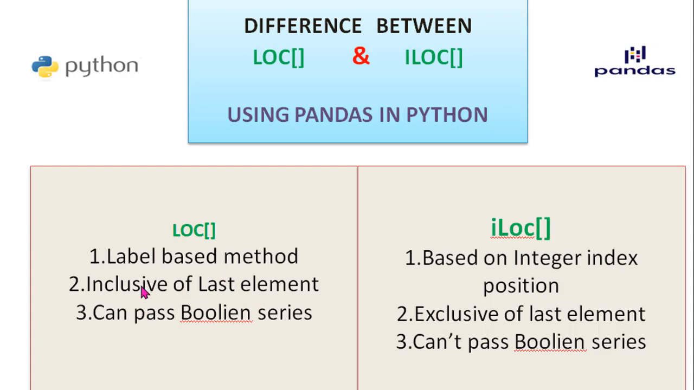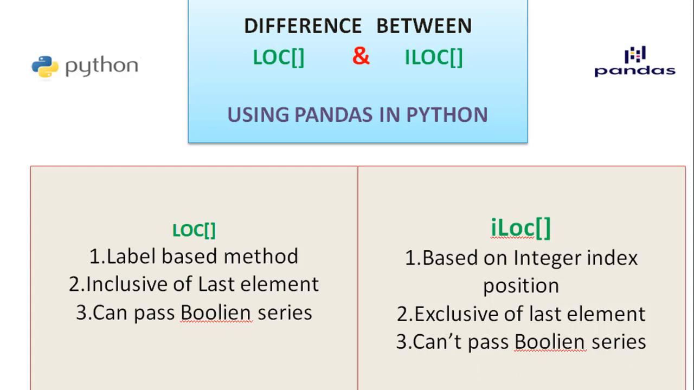In loc, when you are giving the range between two columns or two rows, for example if it is 0 to 2, the last element 2 will be inclusive. And in iloc, when you are giving the range, the last element is exclusive. For example, if 0 to 2 is the range, the 2 will be exclusive, that is, not included when you are selecting the row or column. And the third difference is we can pass a boolean series in loc, and in iloc we cannot pass a boolean series. I'll tell you very clearly by taking one example.